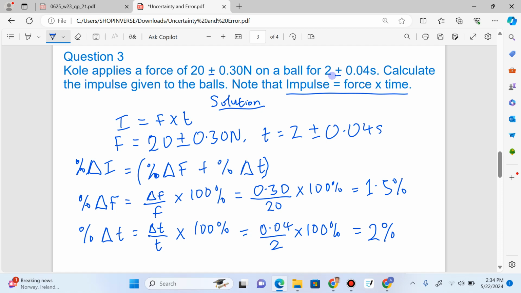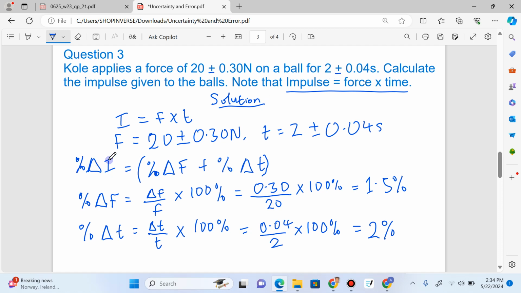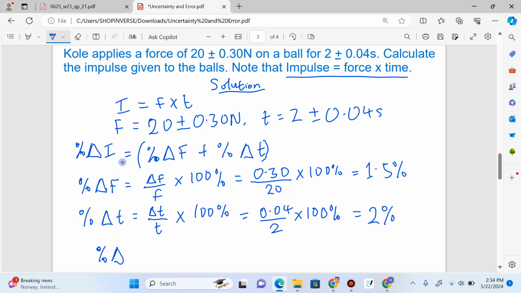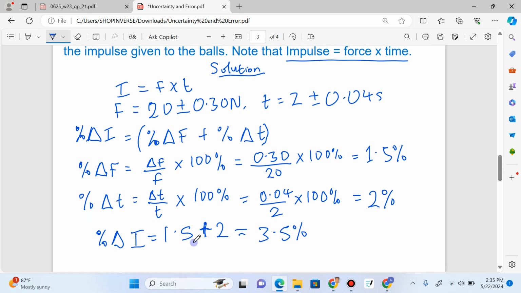It's the same thing. So when you want to calculate the percentage uncertainty in impulse, I will add the percentage uncertainty in force to the percentage uncertainty in time. The percentage uncertainty in force is 1.5. So the percentage uncertainty in impulse equals 1.5 plus the percentage uncertainty in time, which is 2. Add this together, I'll get 3.5%. That's the percentage uncertainty in impulse.